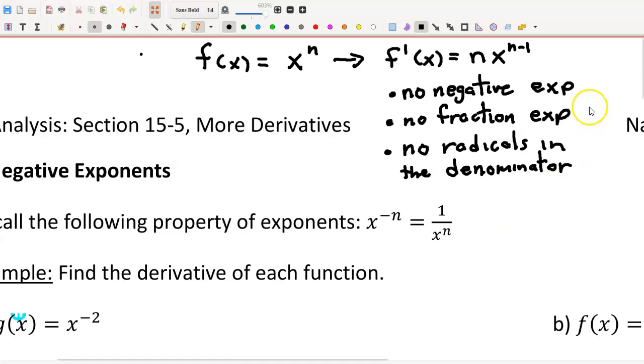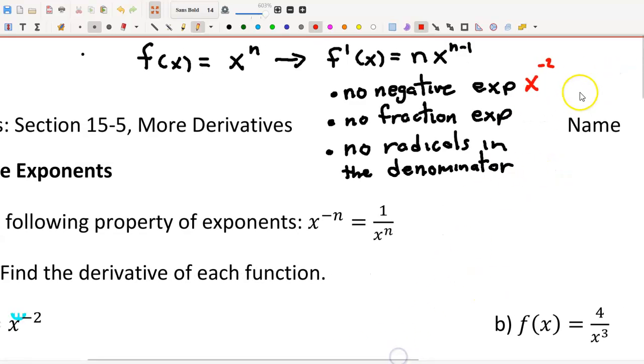So if you see something that has an answer and it has x to the -2 or something like that, we need to convert that to 1 over x squared to make it a positive, right? If we have something like, let's see here, x to the 1/4, right, we need to convert that to the 4th root of x.